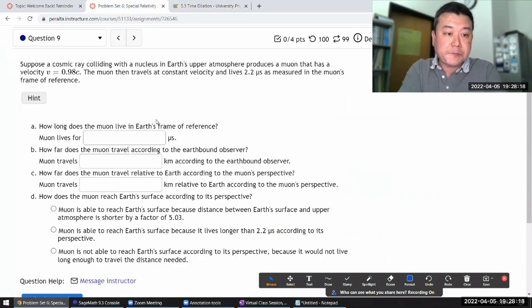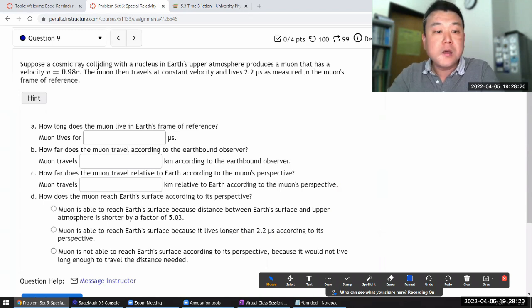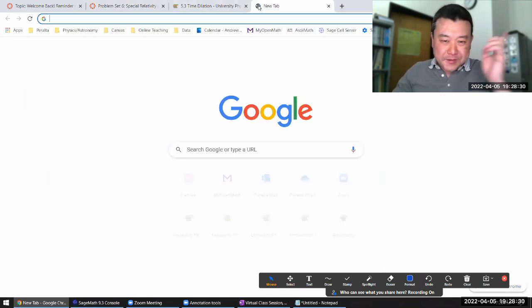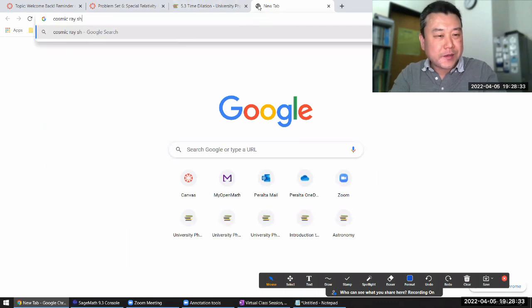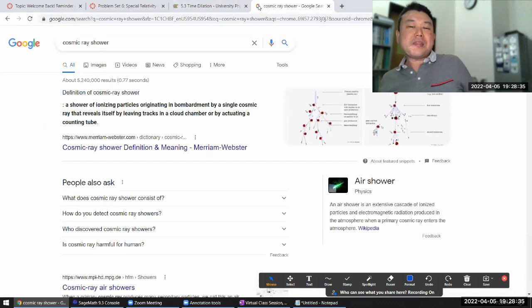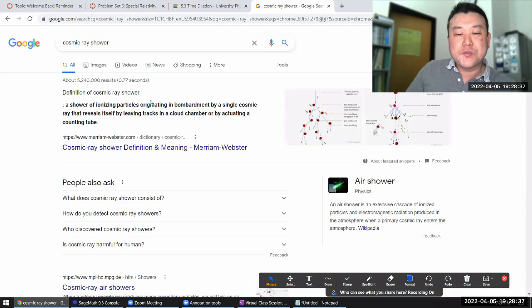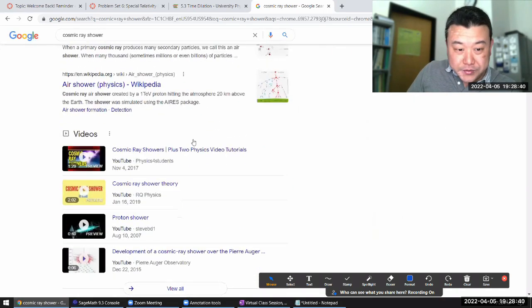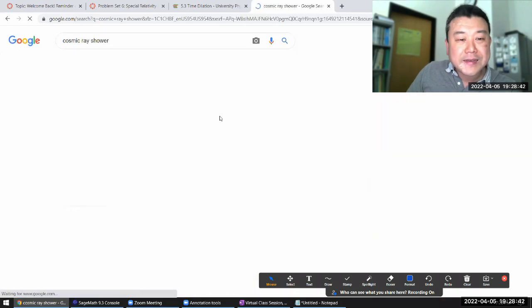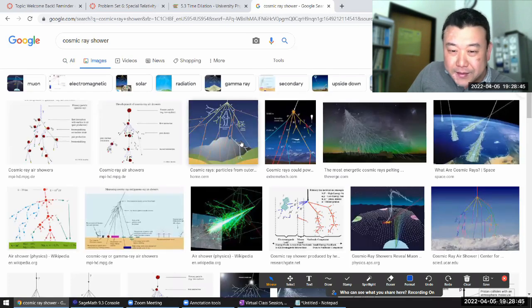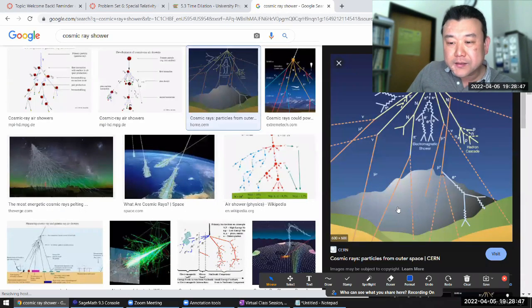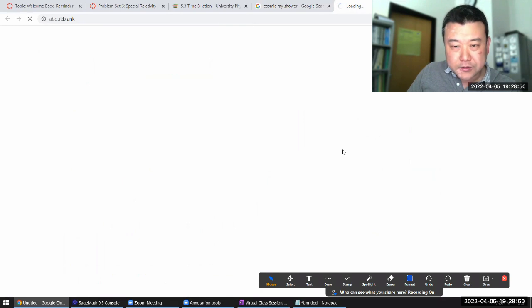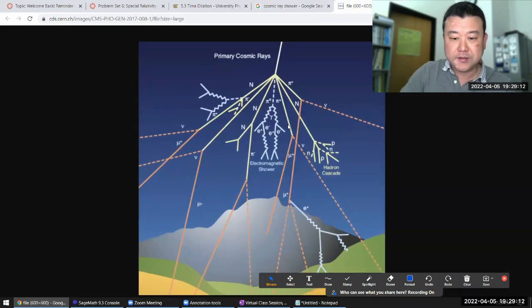It says, suppose a cosmic ray collides with the nucleus in Earth's atmosphere. Let me just show you the image of a cosmic ray shower, so that when it describes this production of muons in the upper atmosphere, you have some picture to associate with. There are some really nice artists' drawings of these. I think this is the one that I like, or one of the ones I like.